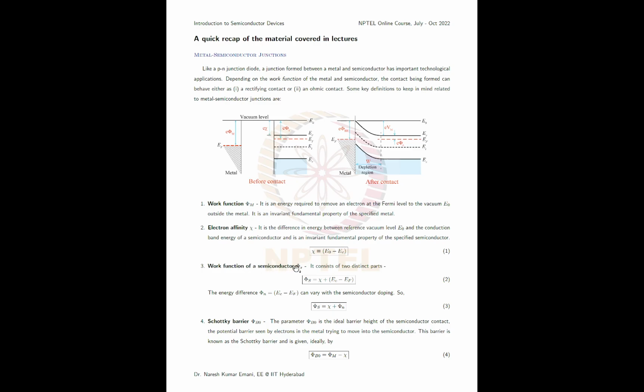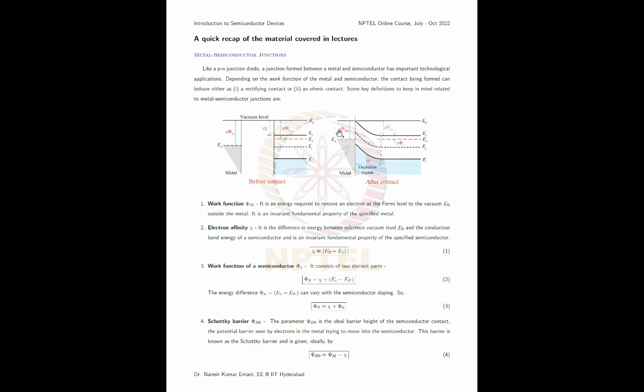Then you have the work function of the semiconductor phi s, which is chi plus EC minus EF. The EC minus EF is called phi n, and it can vary with the semiconductor doping. So phi s is chi plus phi n. These three terms, phi m, chi and phi s, are to be considered before you make a contact.